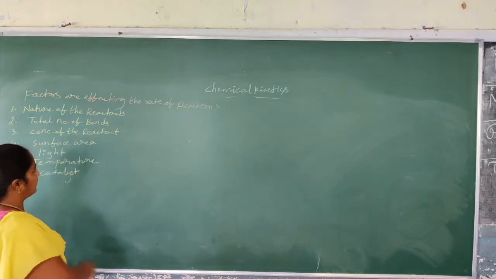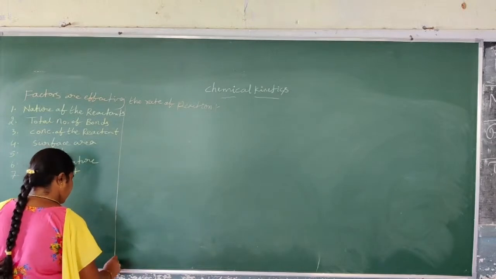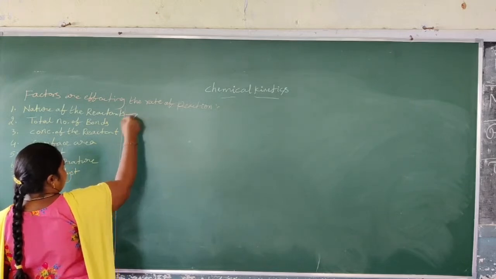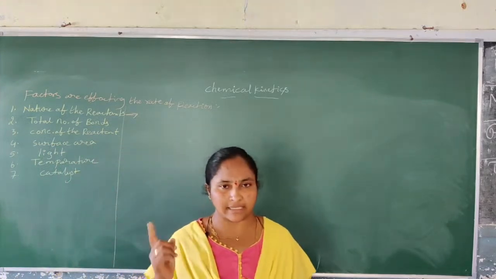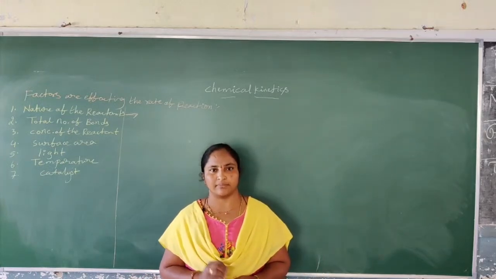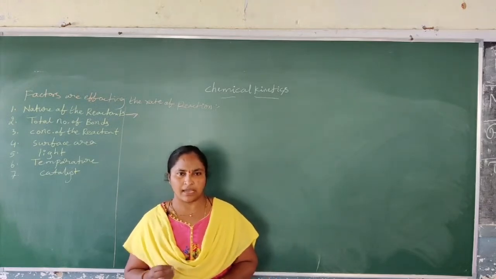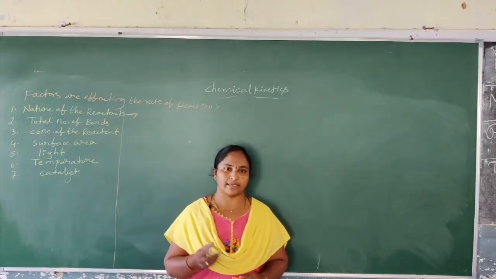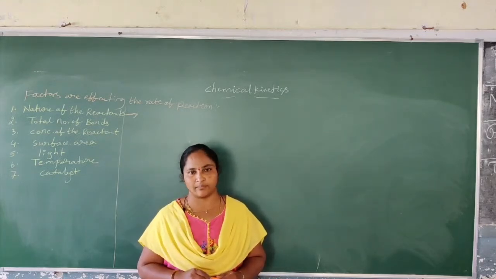Now we are discussing one by one. First one, nature of the reactant. How does it affect the rate of chemical reaction? We know in chemical bonding, majorly two types of bonds are there: ionic bond and covalent bond. So many bonds are there: hydrogen bond, van der Waals forces, metallic bond, coordinate covalent bond. But here we are taking two bonds, that is ionic bond and covalent bond.